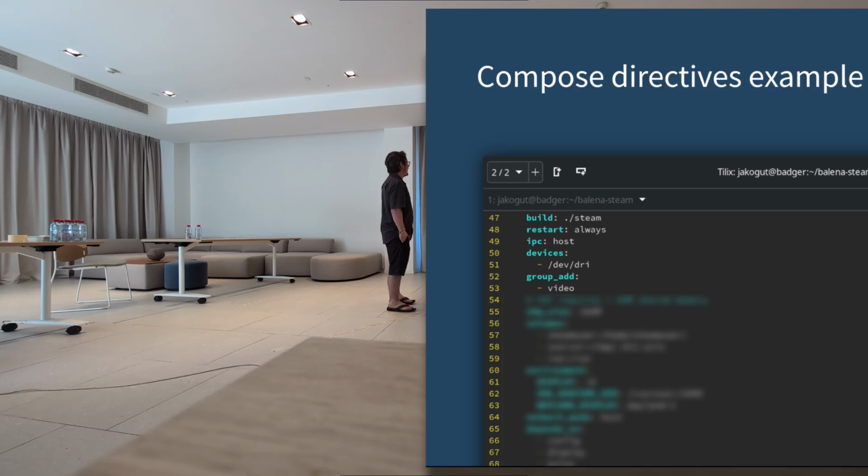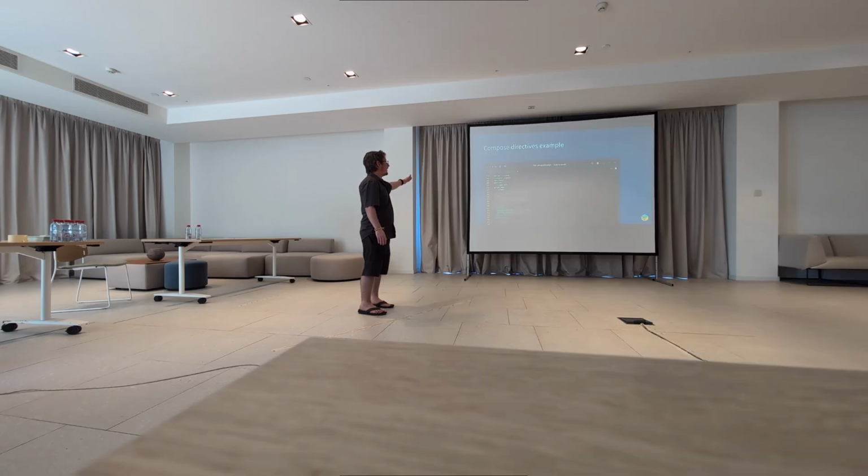Here's an example of compose directives. I'm sure most of you have done something like this. We map in the /dev/vfio directory here, so all the devices in this directory will be passed into the container. And then I did group_add video, because the devices inside this directory are owned by the video group. So this gives the user permission to access those devices.